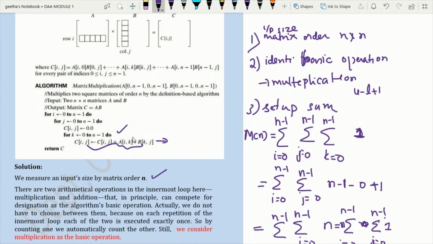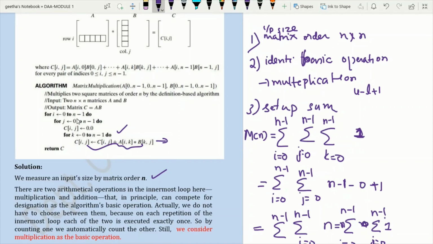There are two arithmetic operations in the innermost loop here: multiplication and addition. But here we are considering the multiplication operation. So the basic operation here is multiplication. Then let us set up a sum. M of n equals a summation, because this multiplication operation will be performed many times, as there are three loops.